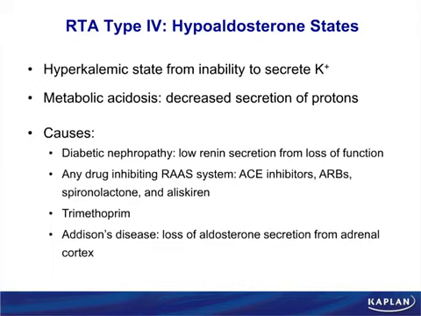And then, of course, there's Addison's disease, in which you have lost the ability to secrete aldosterone from the adrenal gland, and that can lead to a type 4 renal tubular acidosis. So again, you have lost the ability to secrete potassium, leading to hyperkalemia.